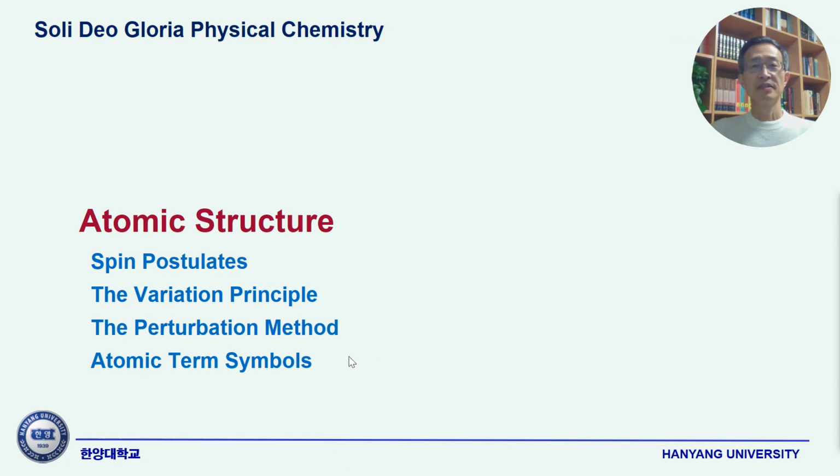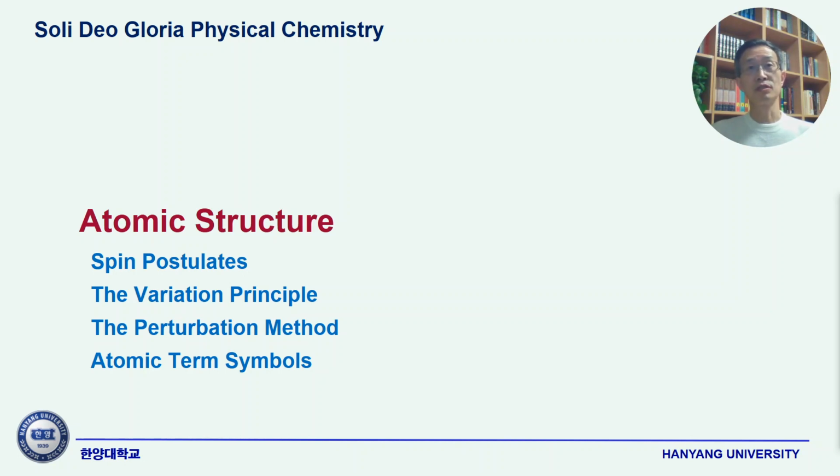Hi, this is the series of lectures for Solidio Gloria Physical Chemistry, and today's topic is atomic structure. So we are going to talk about spin, of course, because we are going to deal with two and more electron atoms. In the previous lecture, we solved the Schrödinger equation of a hydrogen atom. So we have orbitals now, so we can combine the idea into multi-electron atoms.